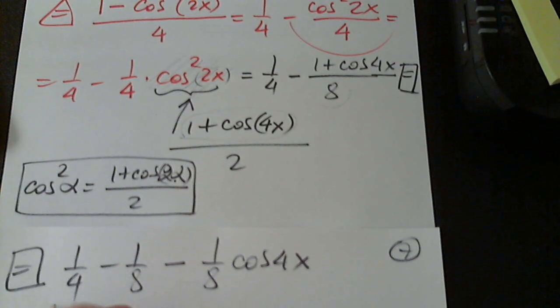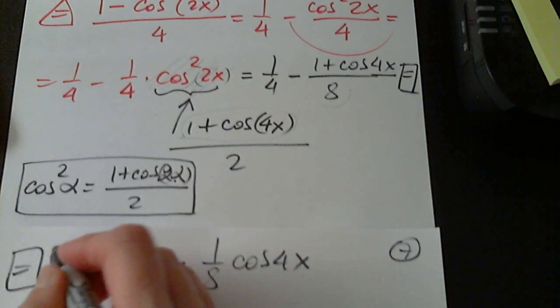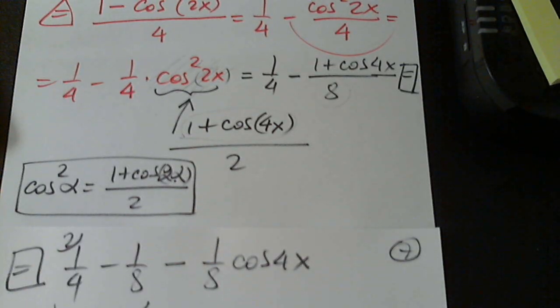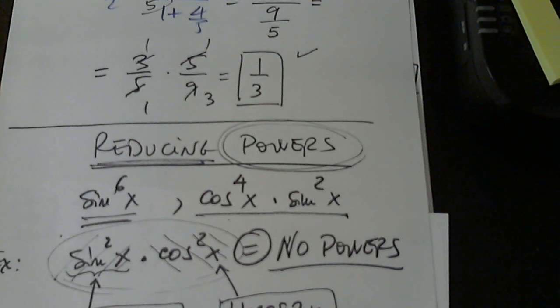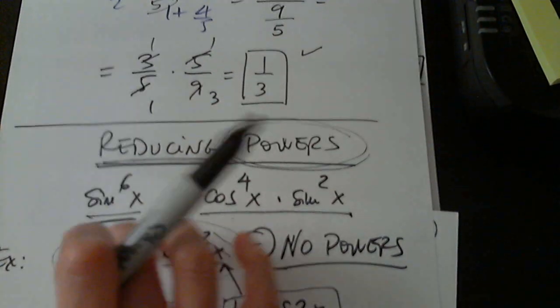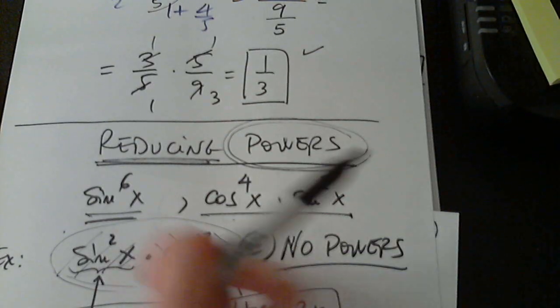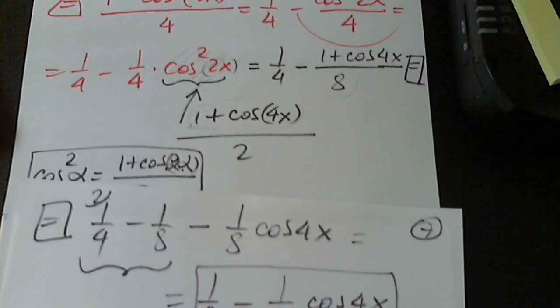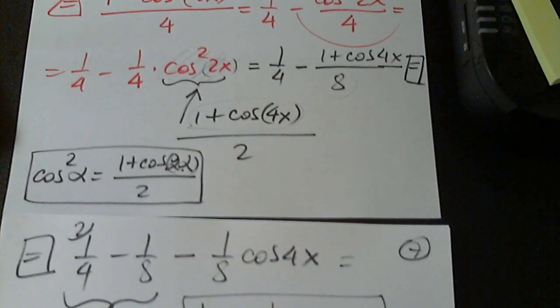I had to do this because I have to combine these two. The least common denominator is 8, so I have to multiply the top by 2. So 2 minus 1 is 1. So this is 1 over 8 minus 1 over 8 cosine 4x. No powers, as I promised. We started with sine squared times cosine squared. Both of them had powers. And slowly but surely, we got to an expression with no powers.